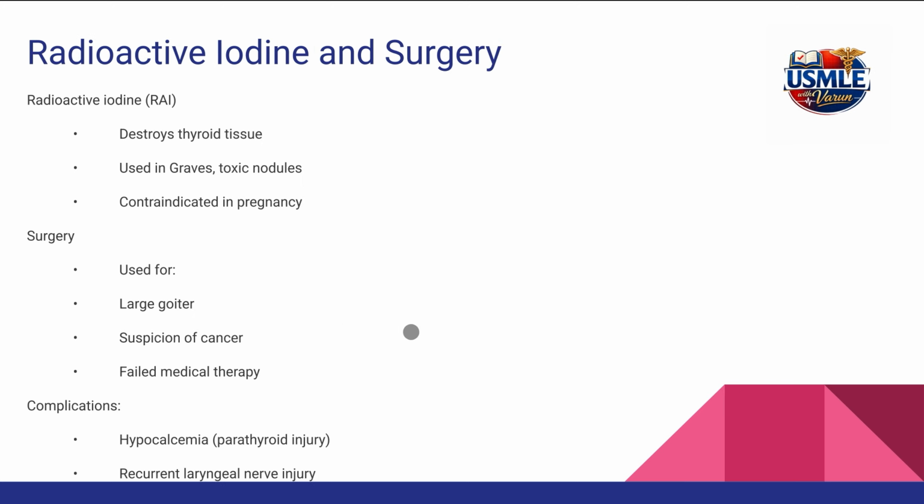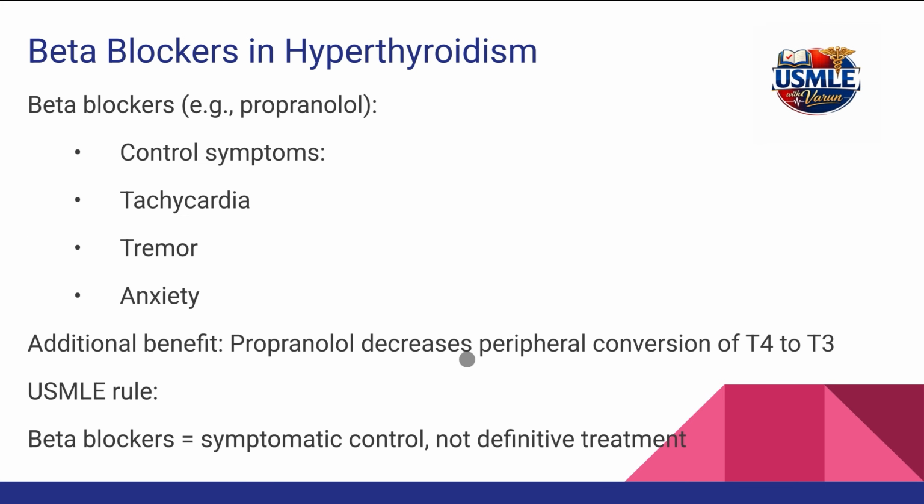Radioactive iodine and surgery. Radioactive iodine destroys thyroid tissue but is contraindicated in pregnancy. Surgery is used for large goiters or suspected cancers. So radioactive iodine destroys the thyroid tissue and is used in Graves and toxic nodules. It is contraindicated in pregnancy. Surgery is used for large goiter, suspicion of cancer, and failed medical therapy. The complications include hypocalcemia, which can occur due to injury to the parathyroid glands, and hoarseness due to injury of the recurrent laryngeal nerve during thyroid surgeries.